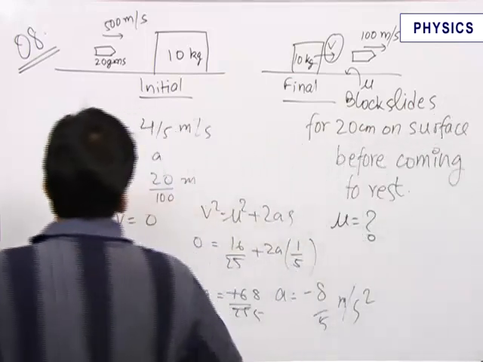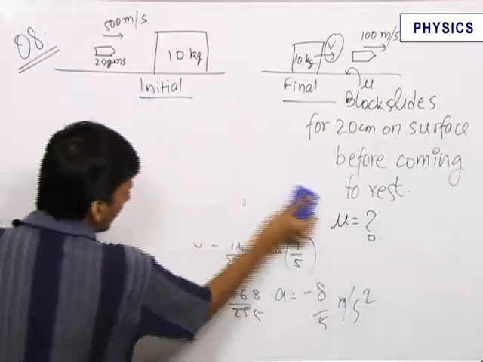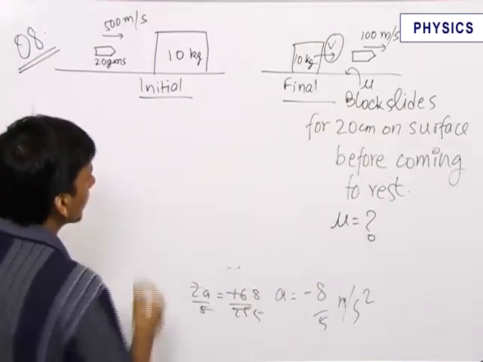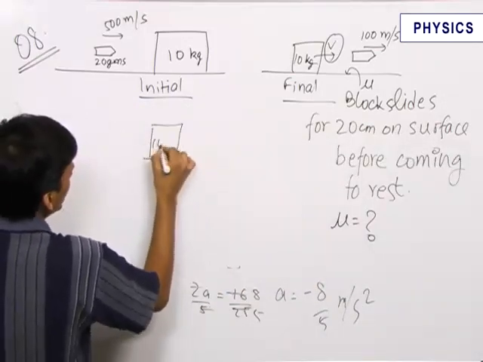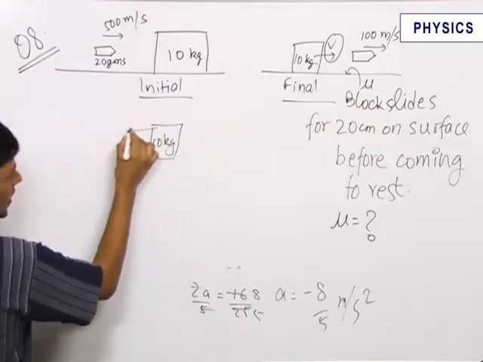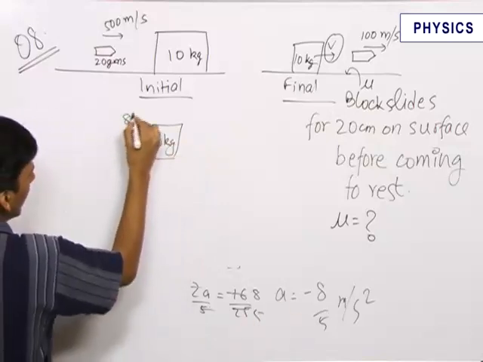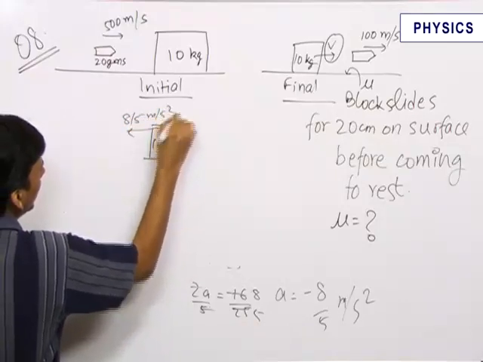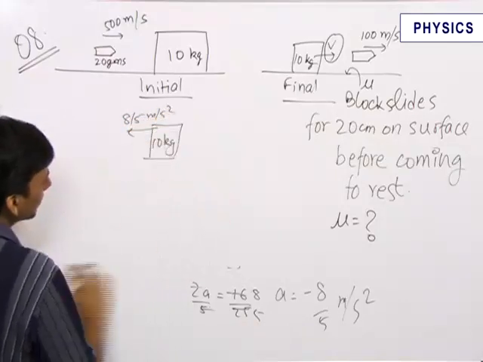Now let us draw the free body diagram for the object. This 10 kg object, this acceleration comes out to be negative, that means it is in the backward direction, 8 by 5 meters per second square. This is the acceleration of the object.